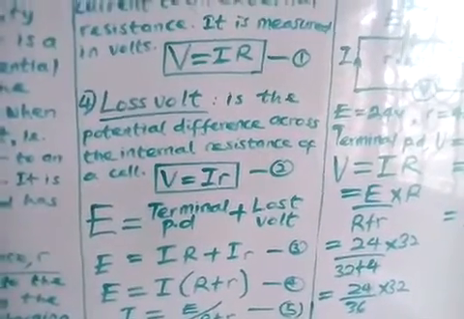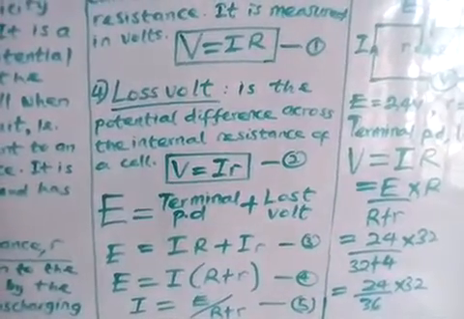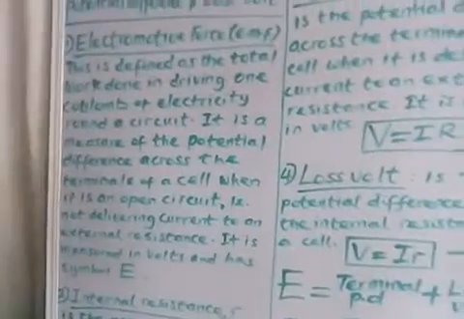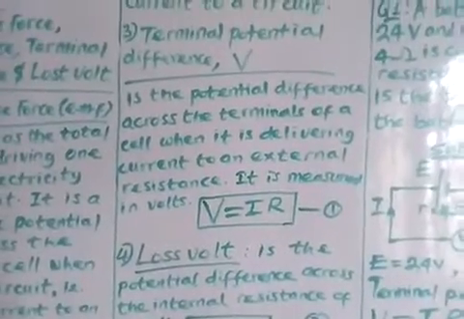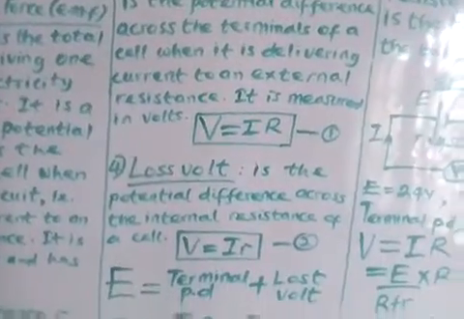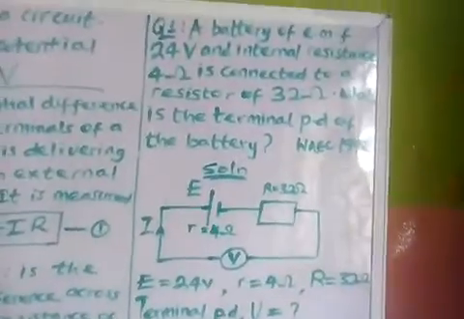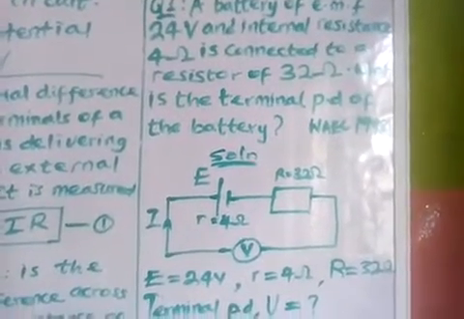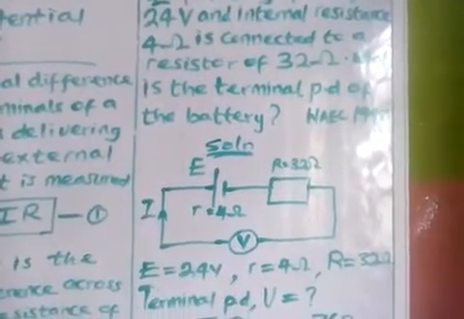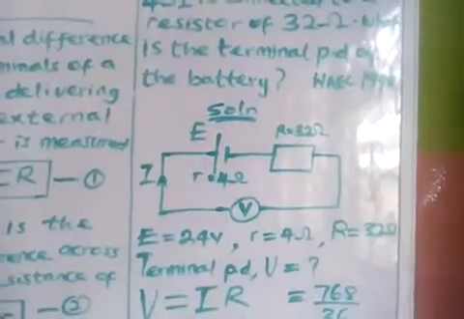These are the terms that are very important as far as solving questions under this concept is concerned. So the first term is the electromotive force, second term is the internal resistance, the third term is the terminal potential difference, and the last one is the loss volt. Let's take some questions. Here, we have a battery of EMF 24 volts and internal resistance 4 ohms connected to a resistor of 32 ohms. What is the terminal PD of the battery? This is WAEC question 1998.